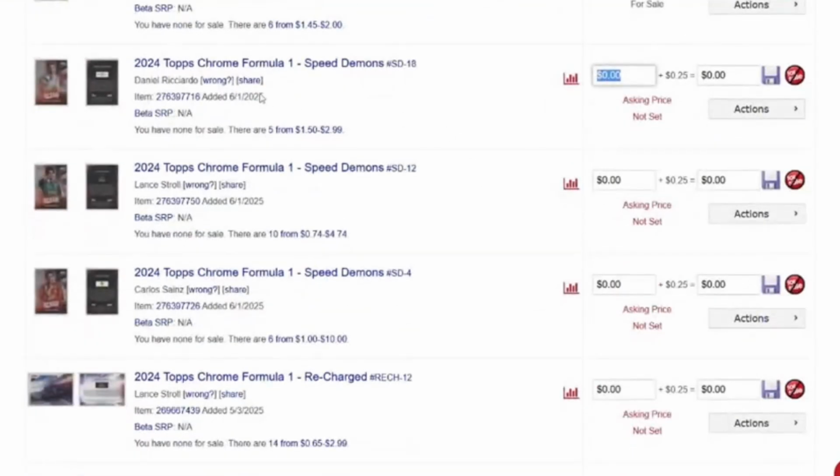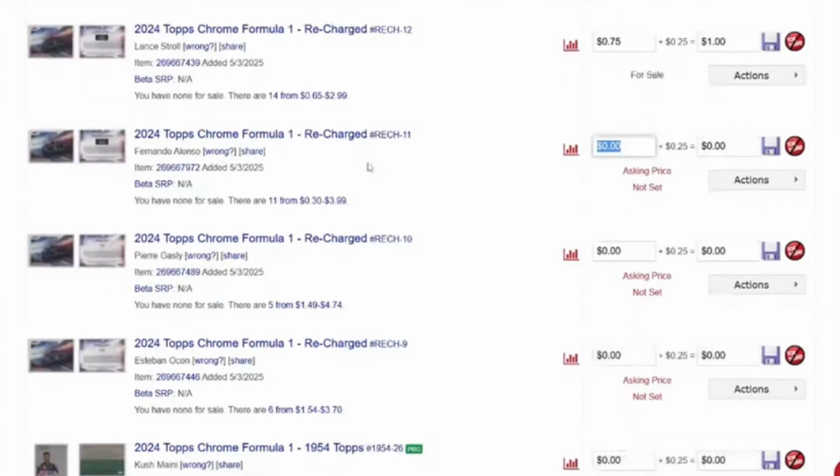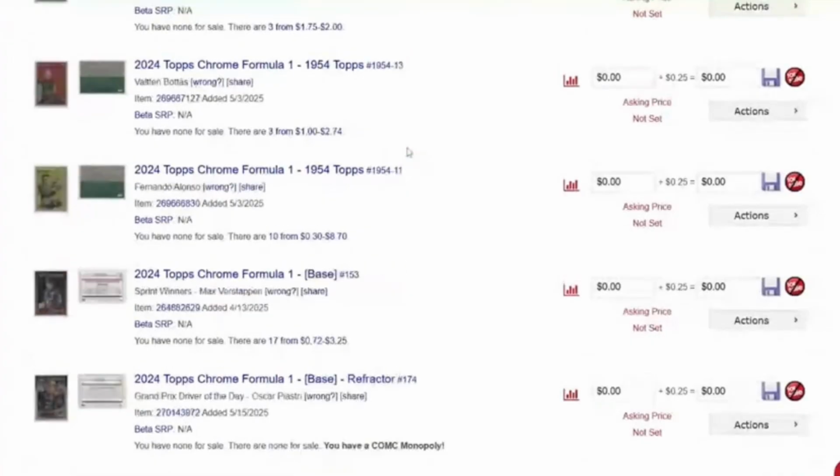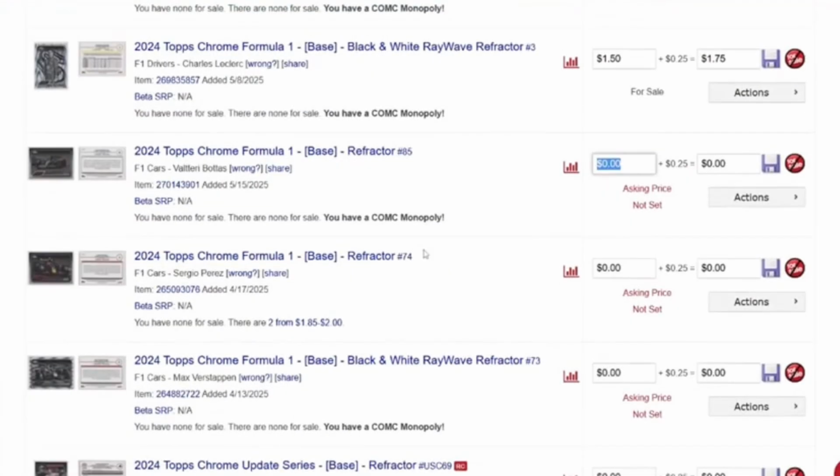Now we're getting to Topps Chrome Formula One Speed Demons. Daniel Ricciardo, it says there are 5 for sale from $1.50 to $2.99. Go right between the middle. I'll just do $1.99. And then I'll press save. Here we have Lance Stroll Speed Demons. They're 10 from 74 cents to $4.74. I mean, that's probably like a $1 card at most. So I'll do 99. That's the Formula One. I have a lot of Formula One up here. I'm not going to go through every single one. Let me skip down here to skip a lot more.